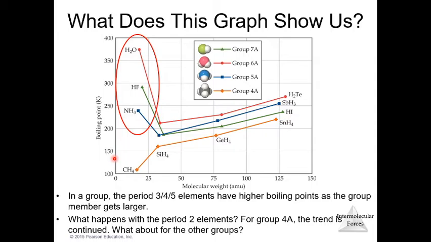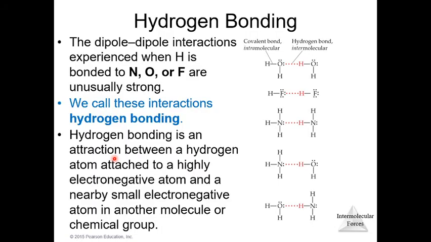That's weird. Well, we have an explanation for that because that's what we like to do. We like to explain things in chemistry. So what's going on here is a thing called hydrogen bonding. You get hydrogen bonding when hydrogen is bonded to a nitrogen, an oxygen, or a fluorine. These dipole-dipole interactions are especially strong, and we call those interactions hydrogen bonding. And that's why we get those super high boiling points.